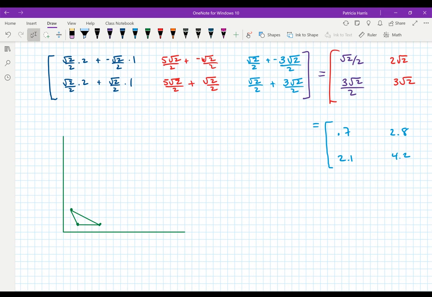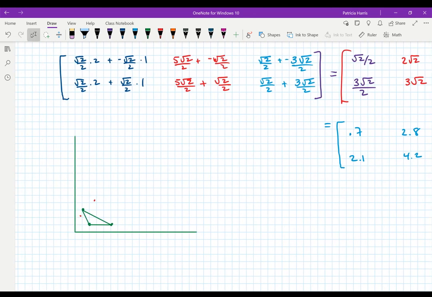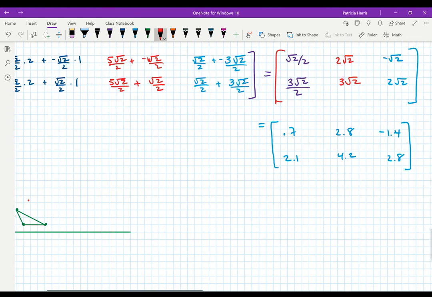Okay, and we are going to try to graph your image the best we can. So let's do that in another color. So 0.7, 2.1. Again, you're going to be kind of guesstimating. 2.8, 4.2, and then negative 1.4. Of course, we go into the negative 2.8.